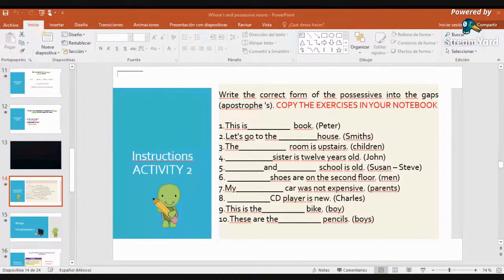So just to analyze this. Charles, it's a name. It's not in plural. So how will you put it? Charles, it's not plural. It's only a person, but it ends in S. So how will you write that? Charles in possessive. No? Fanny?